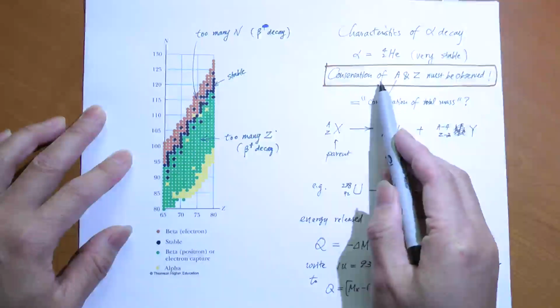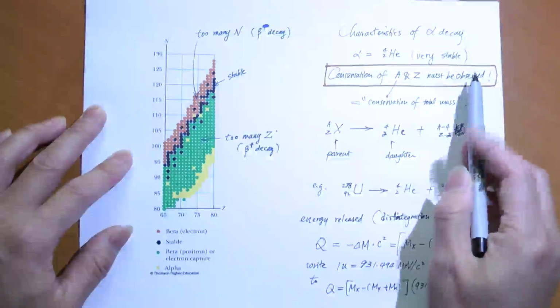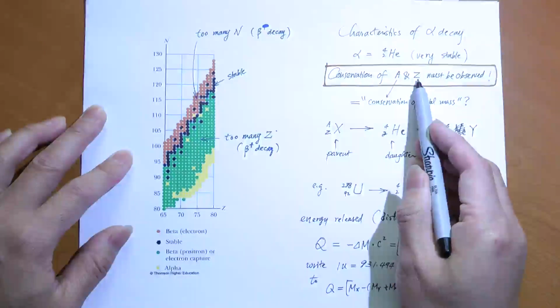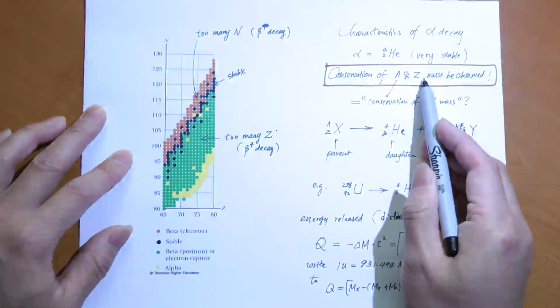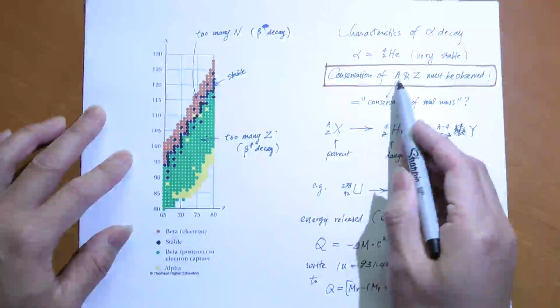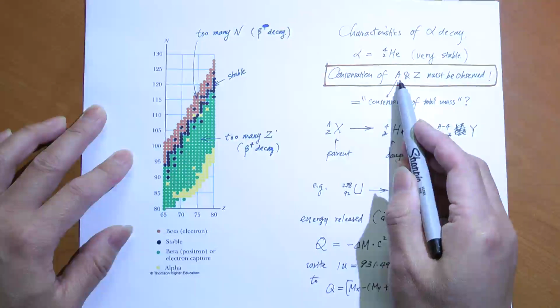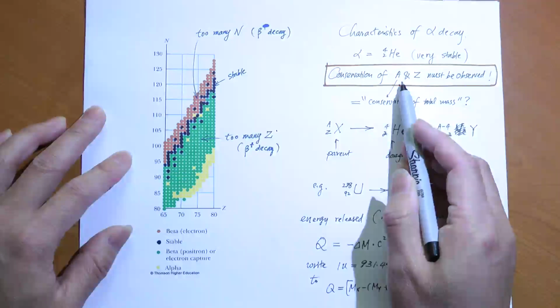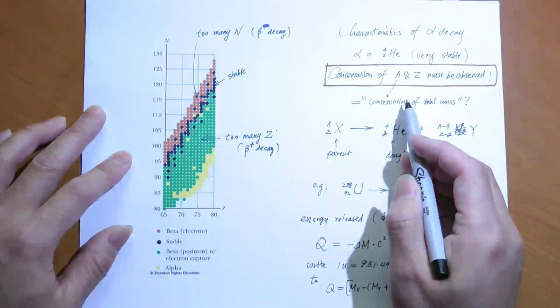Now, conservation of the atomic number Z and atomic mass number A must be observed. The atomic number Z has to be conserved because that's the conservation of charge. What about the atomic mass number? Isn't it true that the mass is not exactly conserved because some of the mass can be converted into energy and so forth? And yet the mass number A must be conserved. Why is that? You may wonder why that's the case.